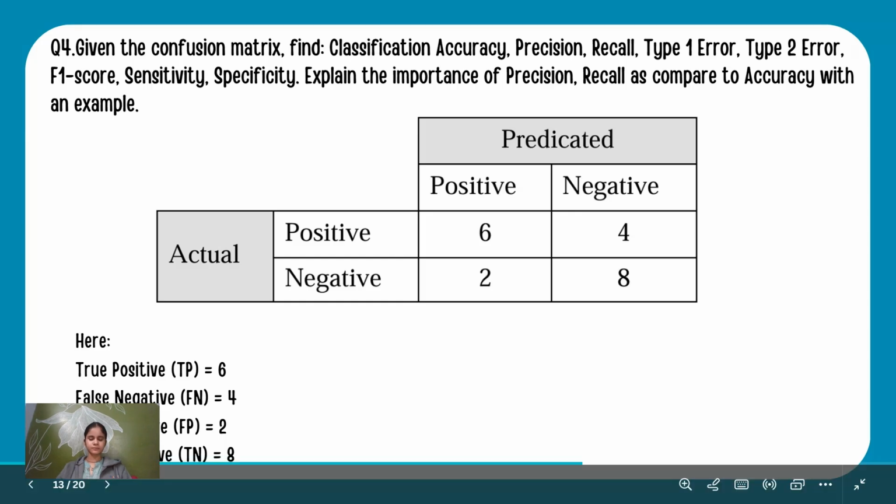Question number 4. Confusion matrix: find classification accuracy, precision, recall, type 1 error, type 2 error, F1 score, sensitivity, specificity. Explain the importance of precision and recall as compared to accuracy with an example. Here is a table you can see, where true positive TP is 6, false negative is 4, false positive is 2, and true negative is 8.